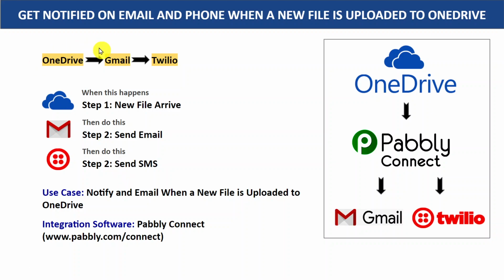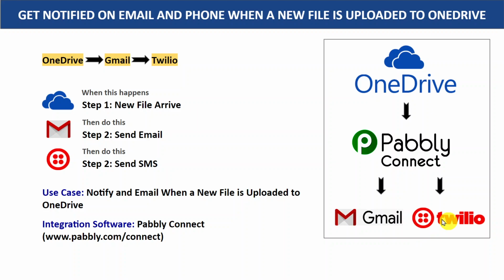Hello everyone, in this video we are going to learn how you can get notifications on email as well as on SMS whenever a new file is uploaded to your OneDrive account. Here I'm going to integrate OneDrive with Twilio to get SMS notification on phone and with Gmail to get email notification. But the problem is there is no direct connection between OneDrive, Gmail and Twilio.